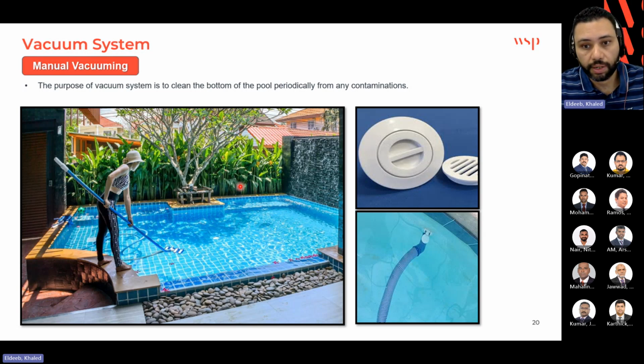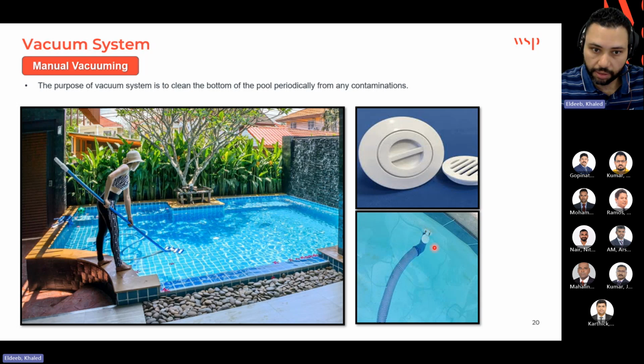The first type we have here is manual vacuuming, which is the most common one. In this type, we use a vacuum head attached to a telescopic pole, and a vacuum hose, like this one in the picture, connected to the skimmer. You remember when I told you about this in the skimmer, or a dedicated suction port like this one. I will show you how to design a dedicated port like that. If it is not in the skimmer, I will show you how to size it and how to design it now.